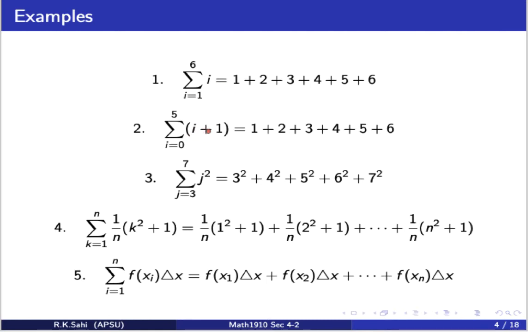So I say I plus 1, so that when I put I to be 0 here, it becomes 1. Now remember, I have to go only till 6. So that means my I can only go till 5. So it's 0 to 5, and at the end I get a 6.